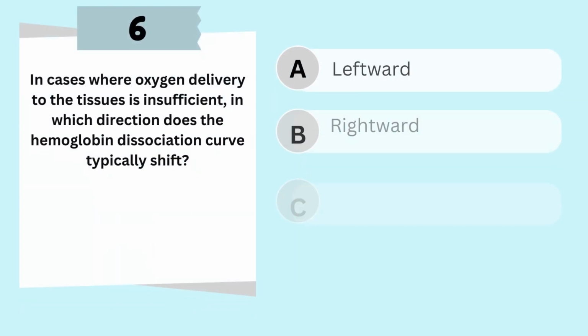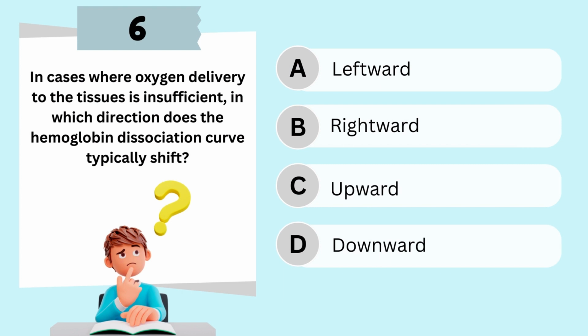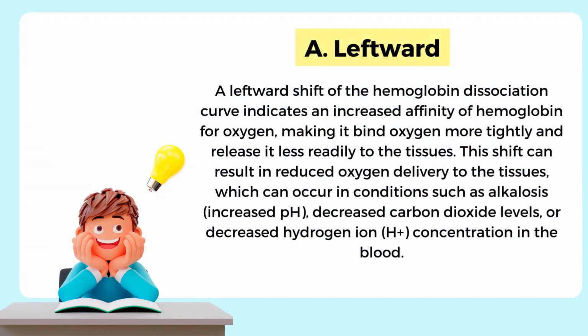In cases where oxygen delivery to the tissues is insufficient, in which direction does the hemoglobin dissociation curve typically shift? The correct answer is A. Leftward.